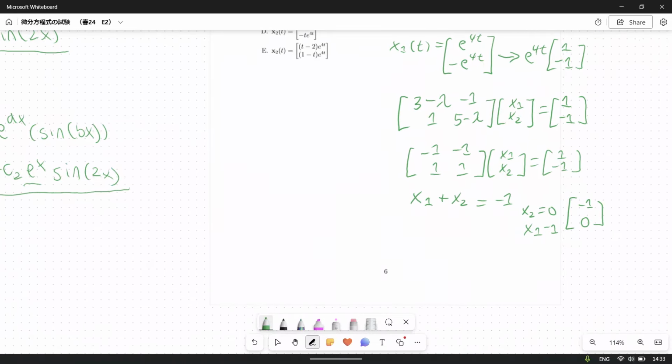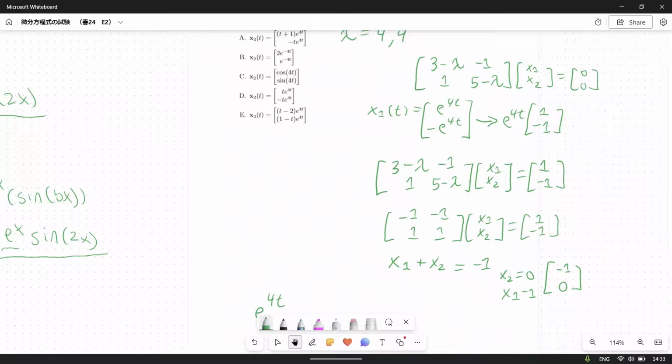To do that, you have your e term, so e to whatever your eigenvalue is, in this case 4. And then this is where things are going to start to get different. Instead of just plugging in this eigenvector that we found and making that the solution, we can't do that.